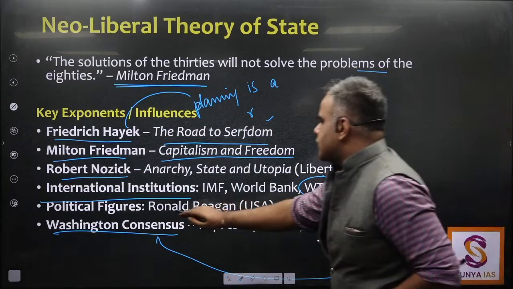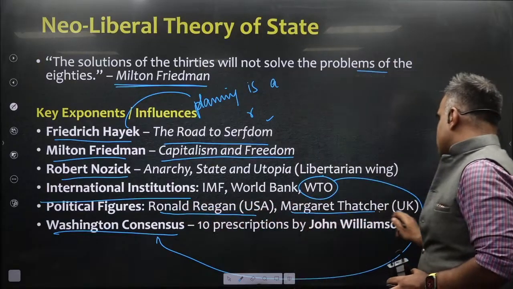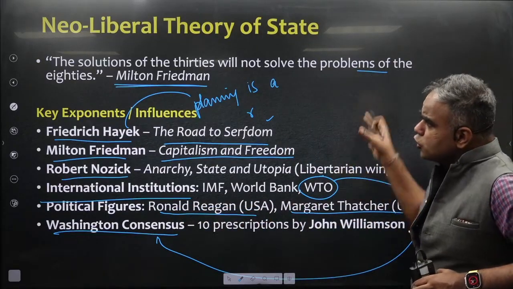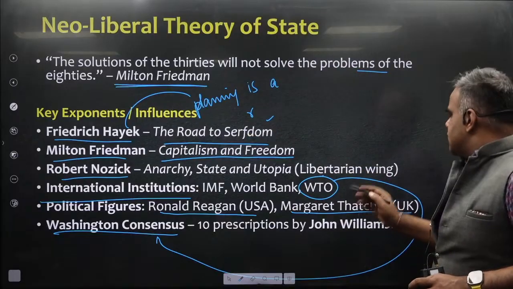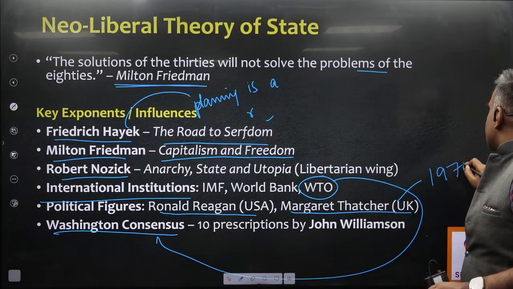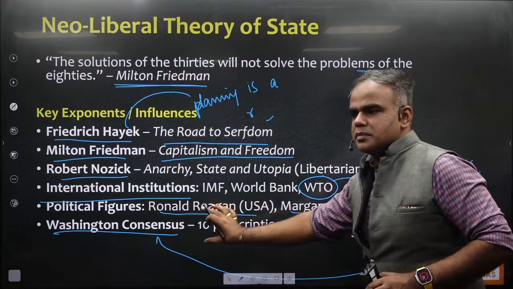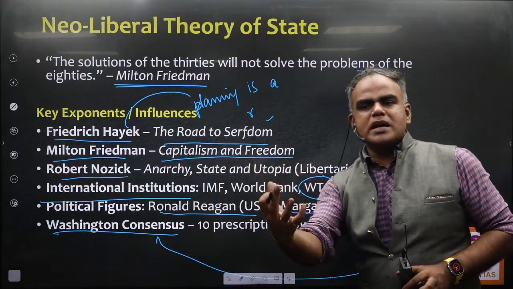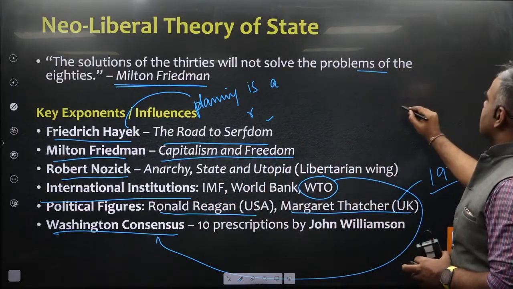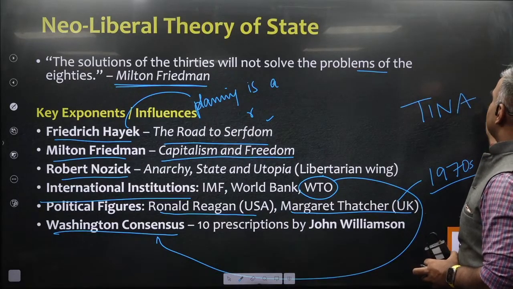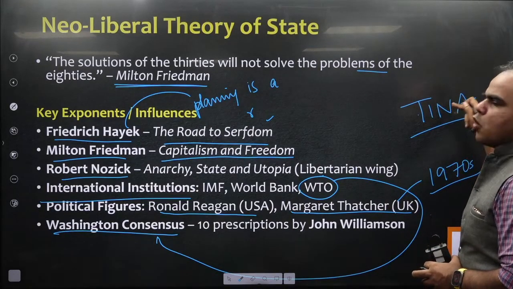This is what I was saying. Ronald Reagan in the USA and Margaret Thatcher in the UK would also support this cause. So during the 1970s, we saw the rise of Thatcherism and Reaganism, which spoke about how the state should not be a nanny state. In fact, there was a term like this: There is no alternative.